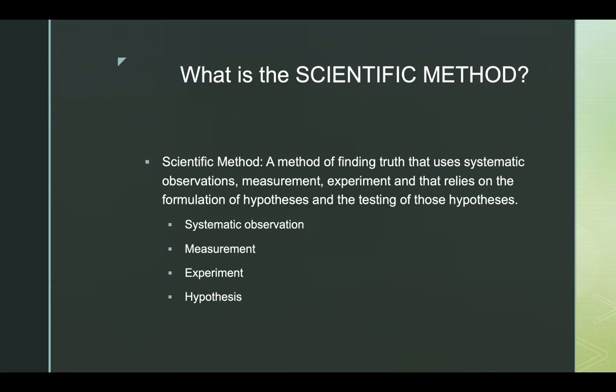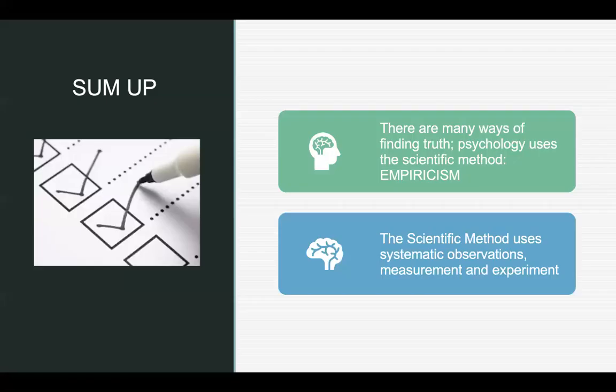Systematic observation is a method. We measure things, we experiment, and we hypothesize. We make educated guesses based on previously collected data that we can then test to see, is this true or is this not true? So to sum up, there are many ways of finding truth. Psychology uses the scientific method, which relies on the epistemological method of empiricism. I see it, therefore it is true. Show me the data.